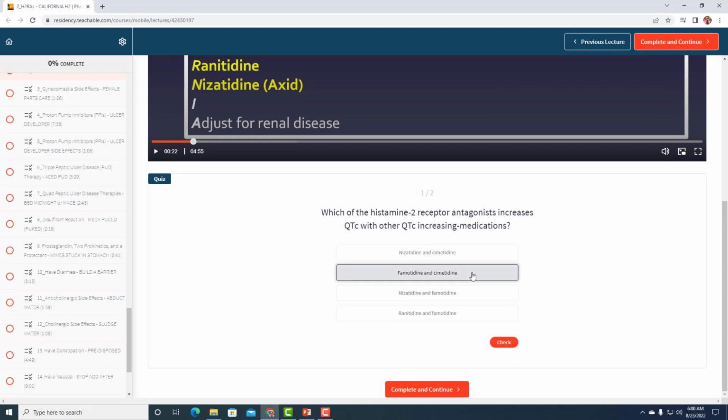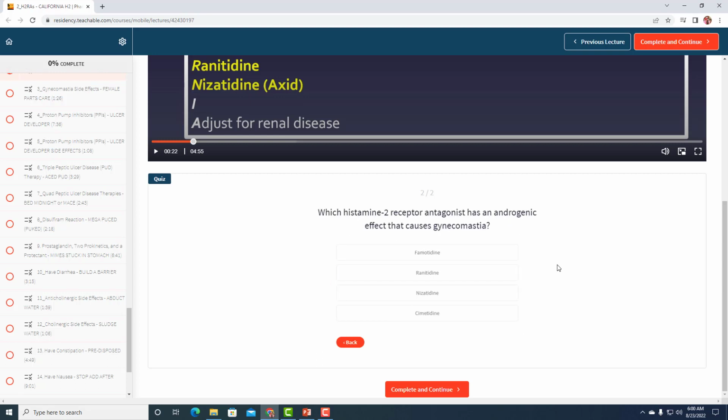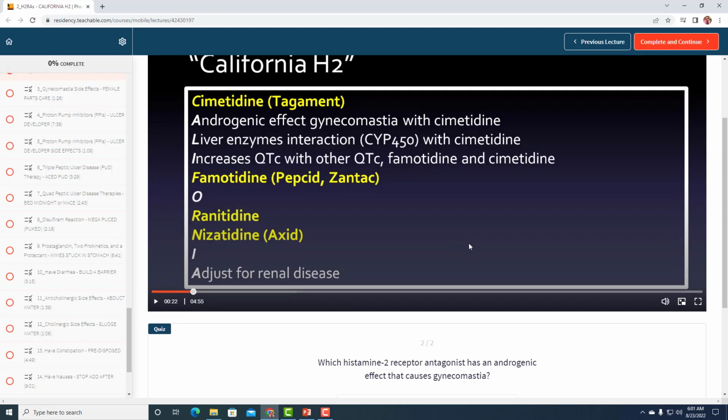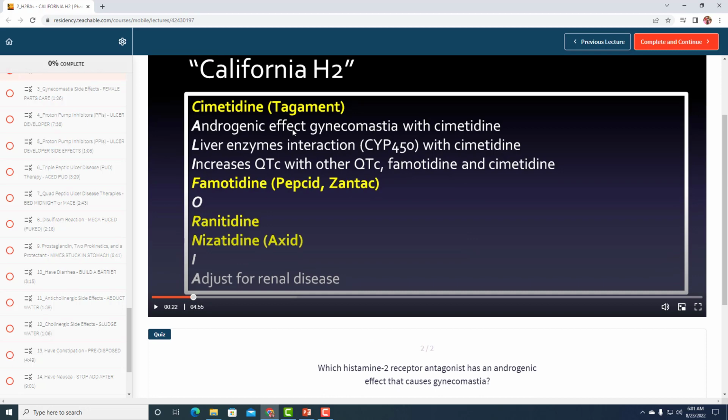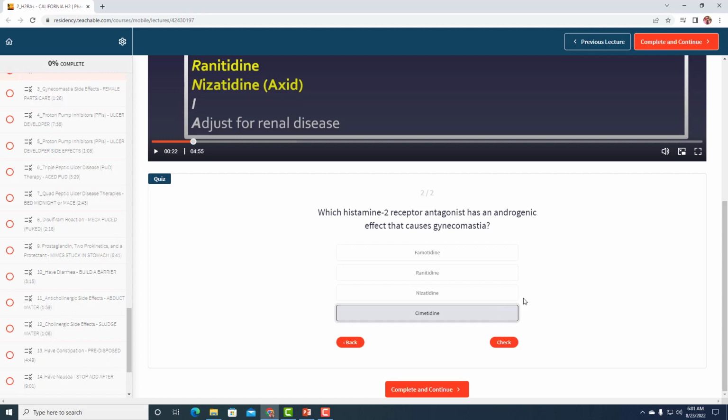Okay, so we'll click on that one, we'll check it, we'll get our correct, and then continue to the next question. Which histamine 2 receptor antagonist has an androgenic effect that causes gynecomastia? Is it famotidine, ranitidine, nizatidine, or cimetidine? We see that the androgenic effect, gynecomastia, is with cimetidine. Again, in general, cimetidine is going to be the least preferred of the medications because of its side effects, but that's kind of one of those pearls you take away.